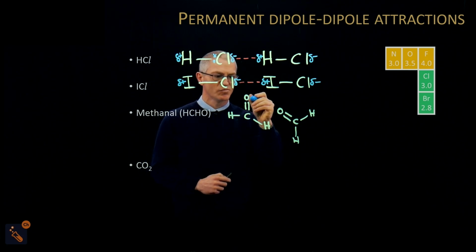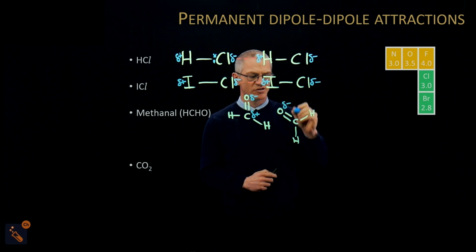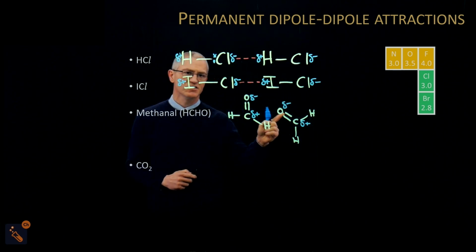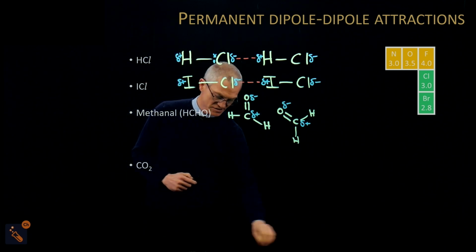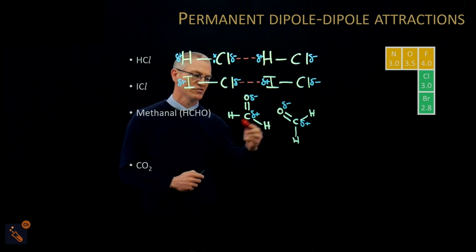Okay, so that means that will be higher electronegativity, so it'll be delta minus, that will be delta plus. Let's copy this over, delta minus, delta plus. So we've done our dipoles, and let's see where the attraction is going to be. Well, the attraction is going to be between the plus and the minus, okay?